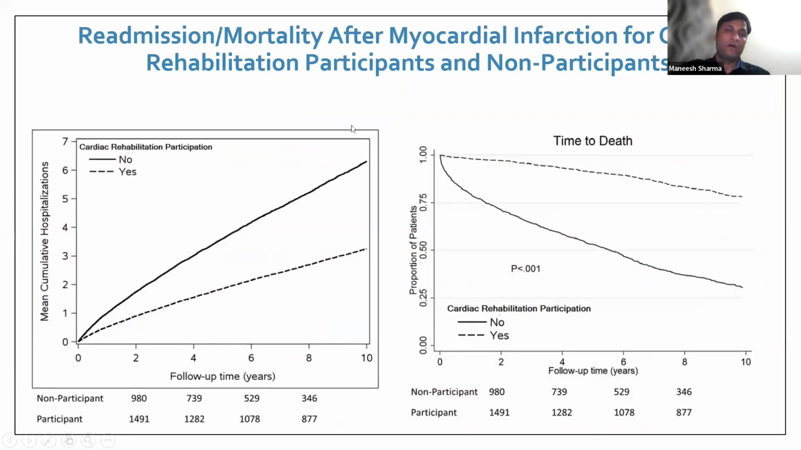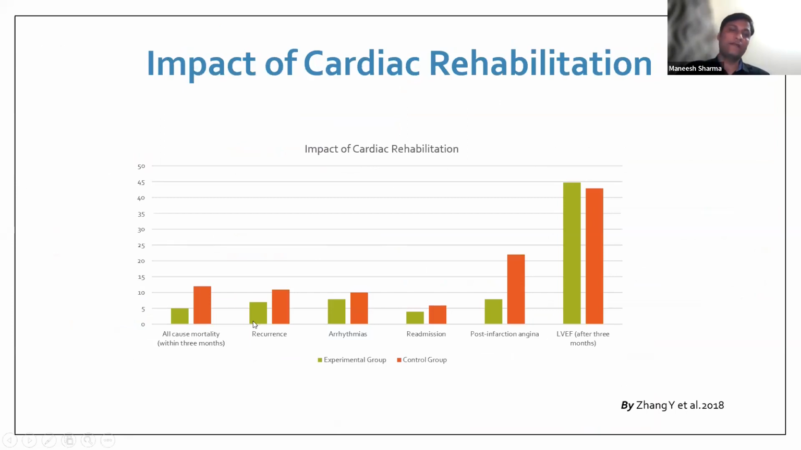If we talk about the literature, it says that if the patient actively participates in a cardiac rehabilitation program, their readmission rates and the mortality due to cardiac events are substantially decreased. And if we talk about other factors like recurrence of the cardiac event, development of arrhythmias, readmission rate to the hospital, post-infarction angina incidence, and the left ventricular ejection fraction, this basically improves, and the recurrence, arrhythmias, readmission, post-infarction incidences, as well as the mortality are substantially reduced after enrollment in a cardiac rehabilitation program.